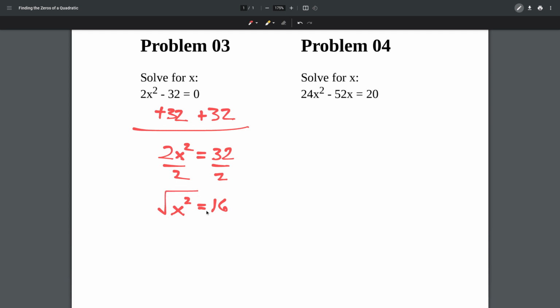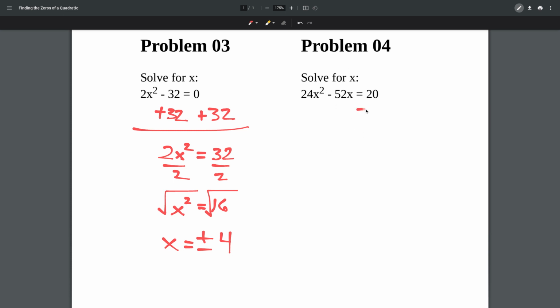So if I take the square root of both sides, I get x equals, now the square root of 16 could be positive or negative 4, so it could be plus or minus 4. And that's how we get the negative 4 and the positive 4. So that's an alternative way to solve problem 3. It's a little bit different, okay? Now let's look at problem 4.